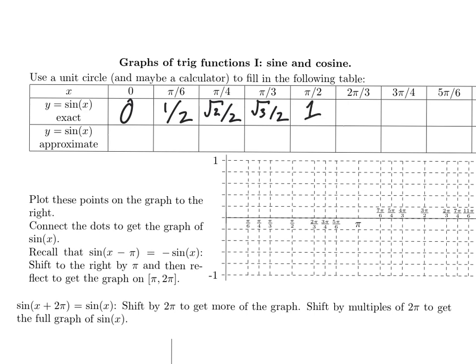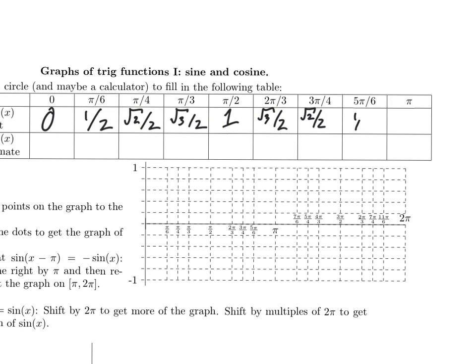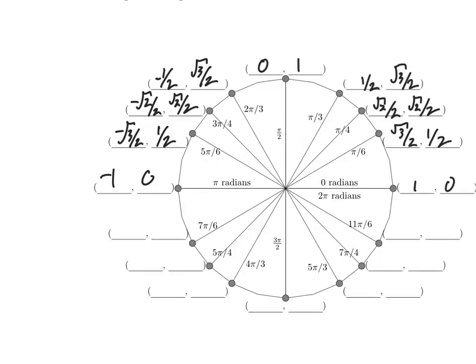And then it starts counting back down, right? The sine of 2 pi over 3 is root 3 over 2. Sine of 3 pi over 4 is root 2 over 2. The sine of 5 pi over 6 is 1 over 2. The sine of pi back down to 0. And let's actually go through and look at the unit circle that was used to generate those. I'll be back in a moment. Great. So there it is.